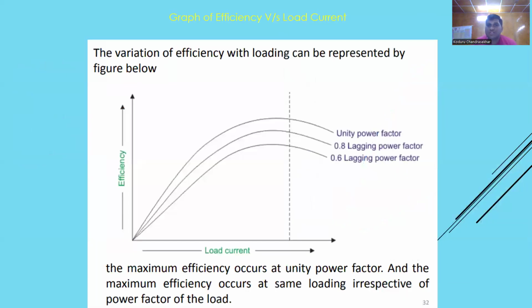So coming to the graph of efficiency versus load current, the variation of efficiency with loading can be represented by the figure below. At unity power factor, we'll have maximum load and the rest will have an efficiency less than the maximum efficiency. The maximum efficiency occurs at unity power factor, and the maximum efficiency occurs at the same loading irrespective of the power factor of the load. So the maximum efficiency does not depend on the loading, but it depends on the power factor.